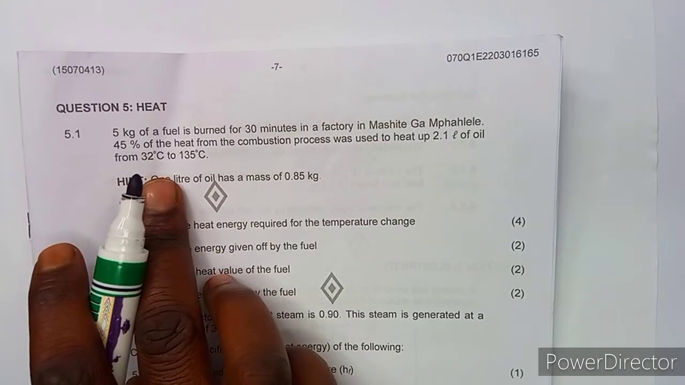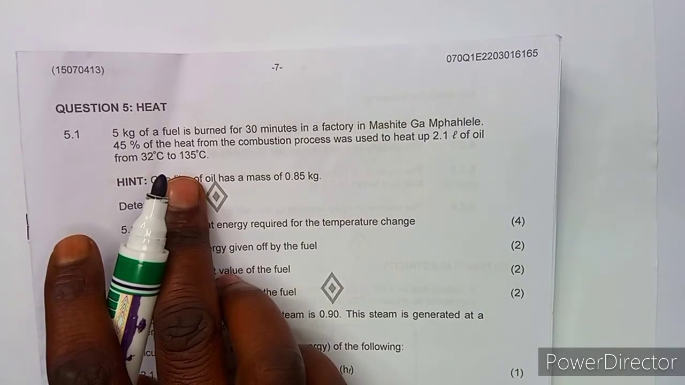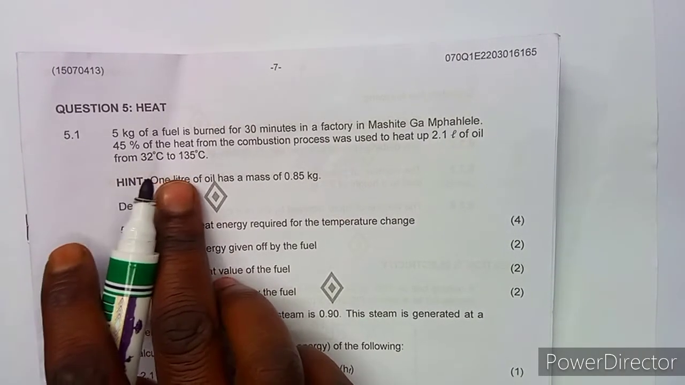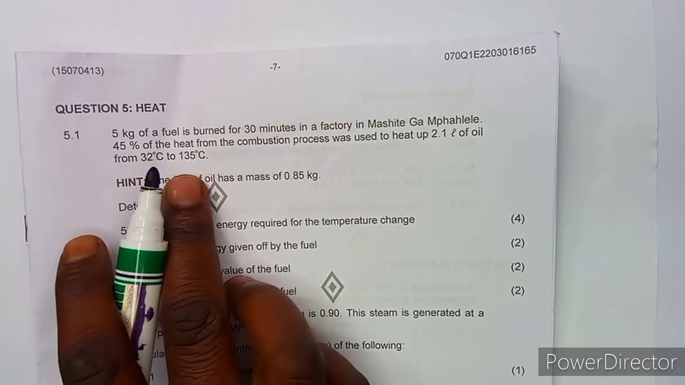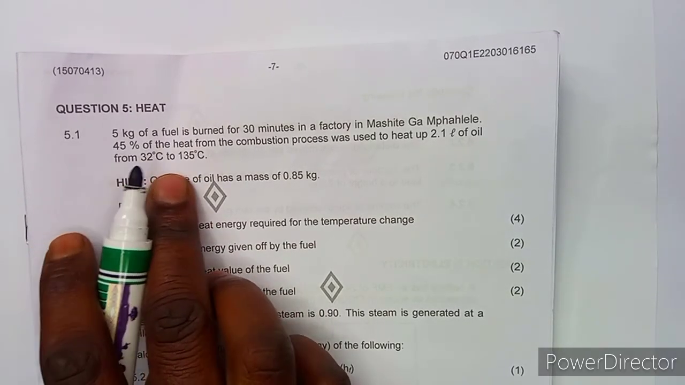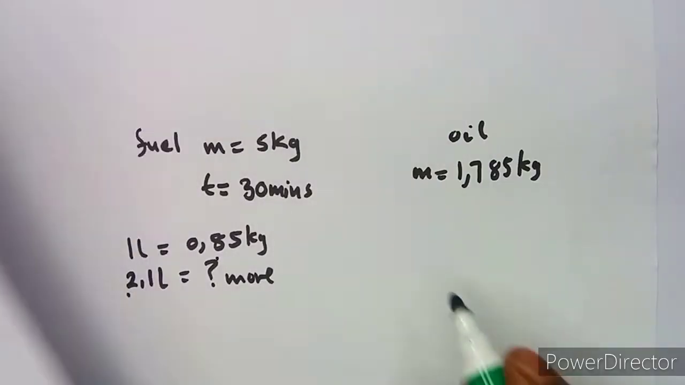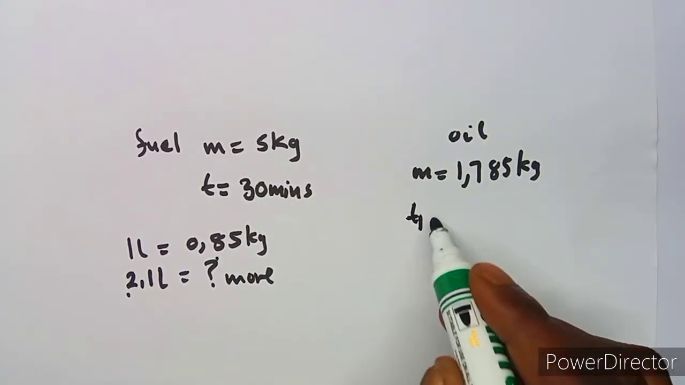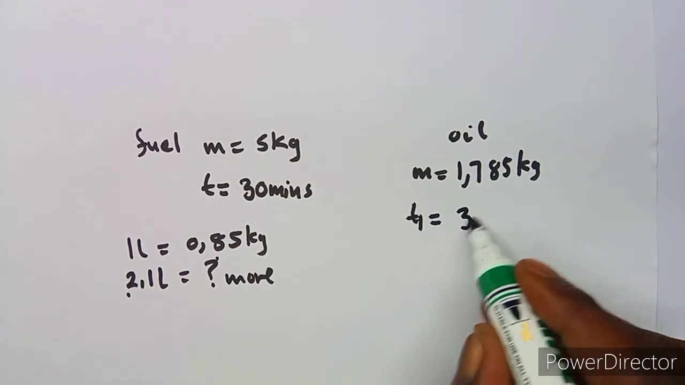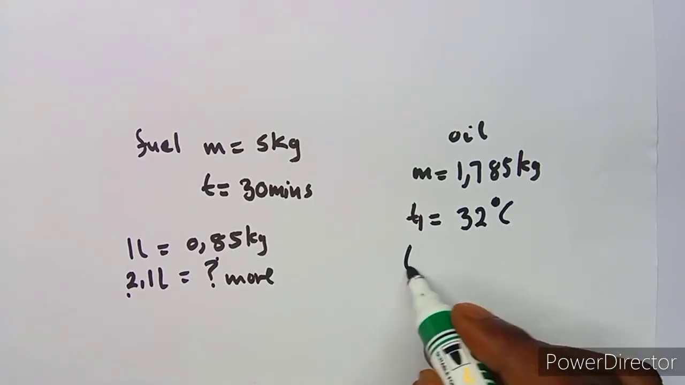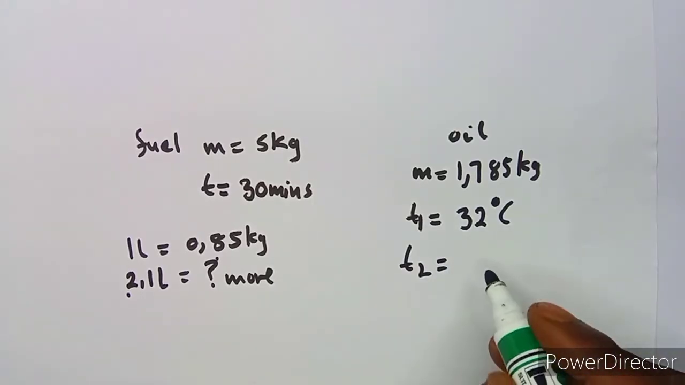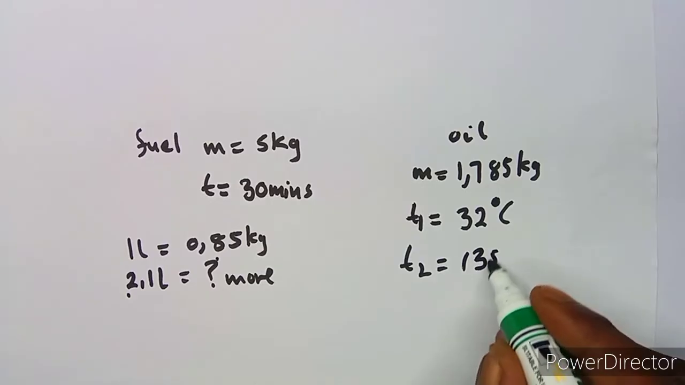From 32 degrees Celsius up to 135 degrees Celsius. So this is the temperature where it was heated from, to. So from, that's your T1, to, that's your T2. So your T1 is 32 degrees Celsius. T2, that's 135 degrees Celsius.